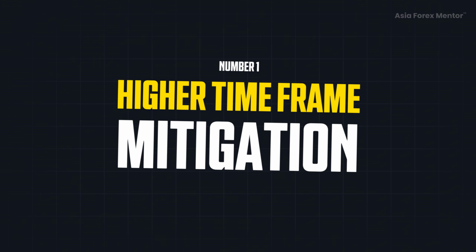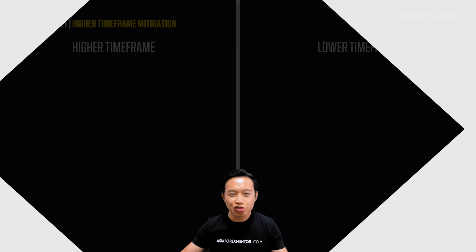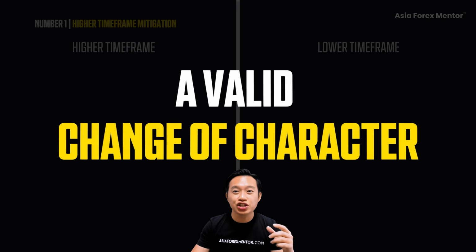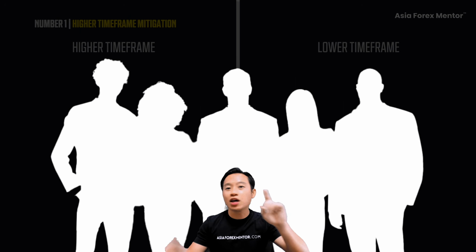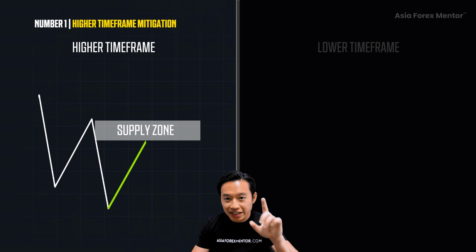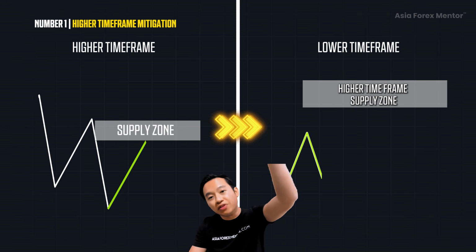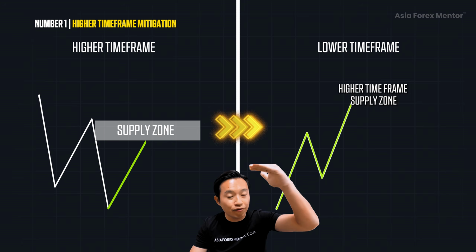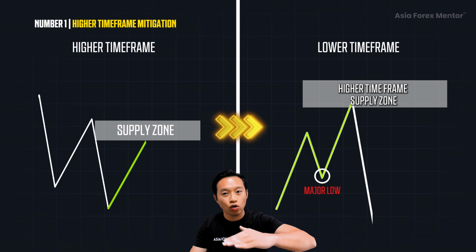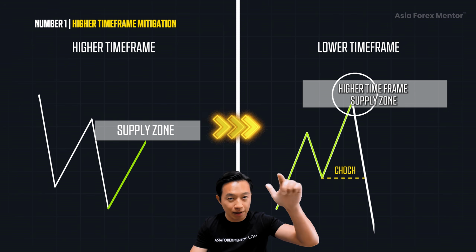The key number 1, higher time frame mitigation. So the first key that must be met in order to identify a valid change of character, everybody can talk about change of character, but now we are talking about a valid change of character, is the higher time frame mitigation. A change of character is valid if price reverses, for example it's going up and then it reverses, starting from a higher time frame supply or demand zone before breaking that major structure, that low, for example, triggering the change of character. So it has to start from a higher time frame supply or demand zone.